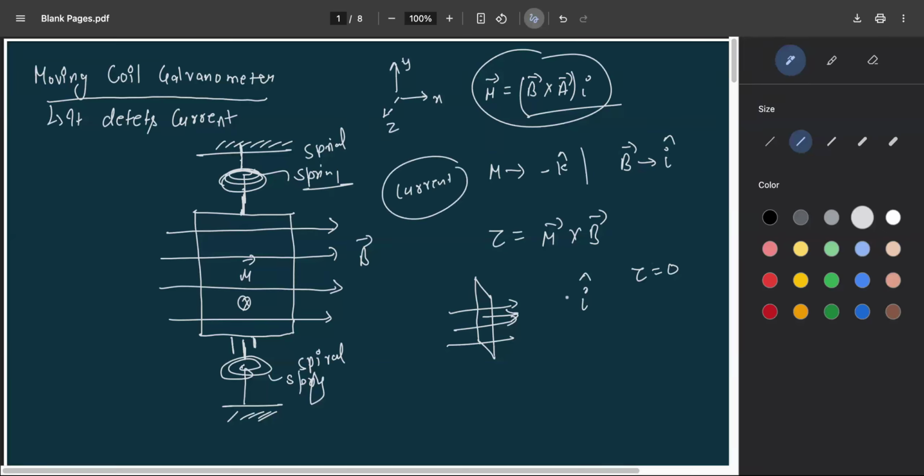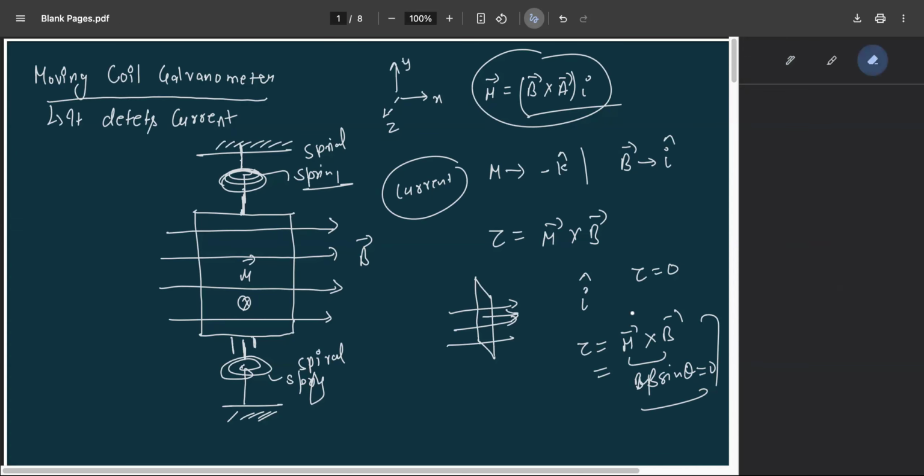Now I increase the value of current. The moment I increase the value of current, will it rotate? No. Why? Because the torque will come out as M cross B. This will become MB sine theta. Sine theta is zero, so this will be zero. It means from this position it is never going to rotate. Yes, if you remove the current, why? Because in that case there won't be any force.